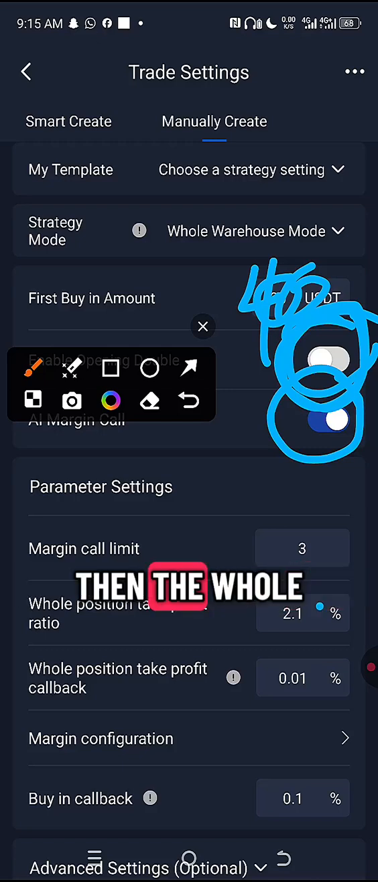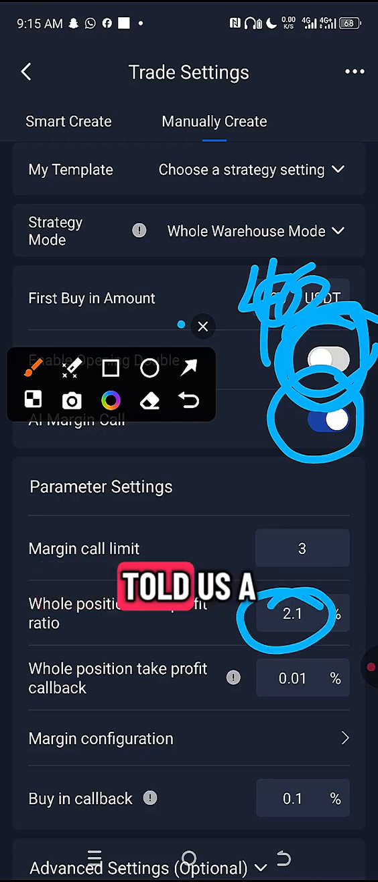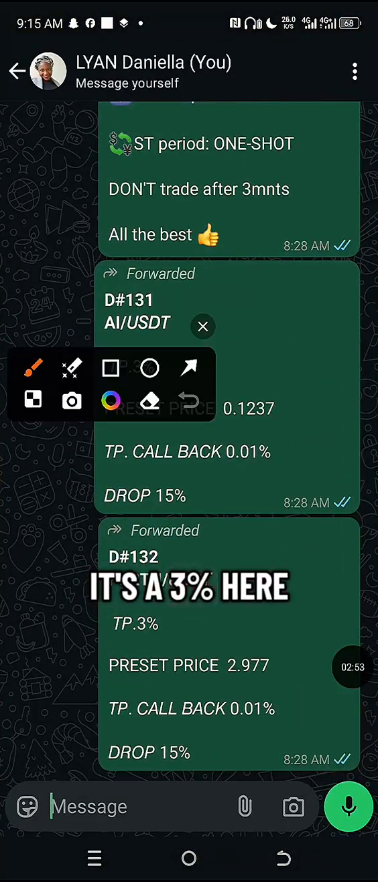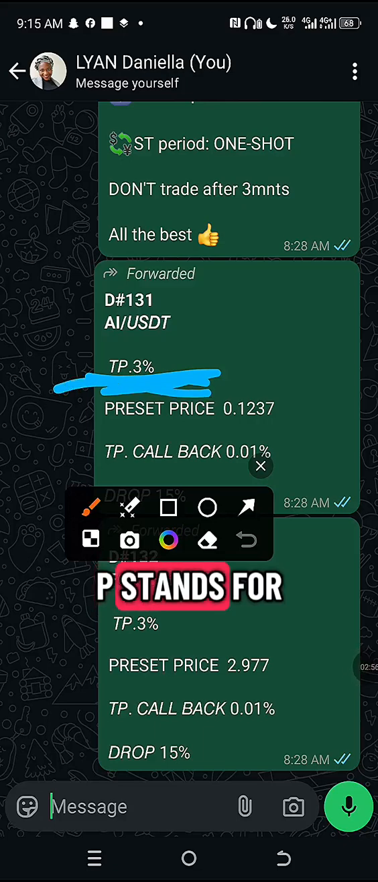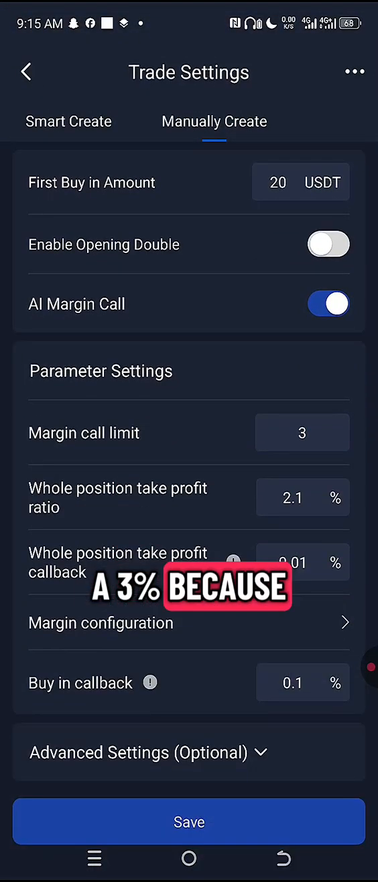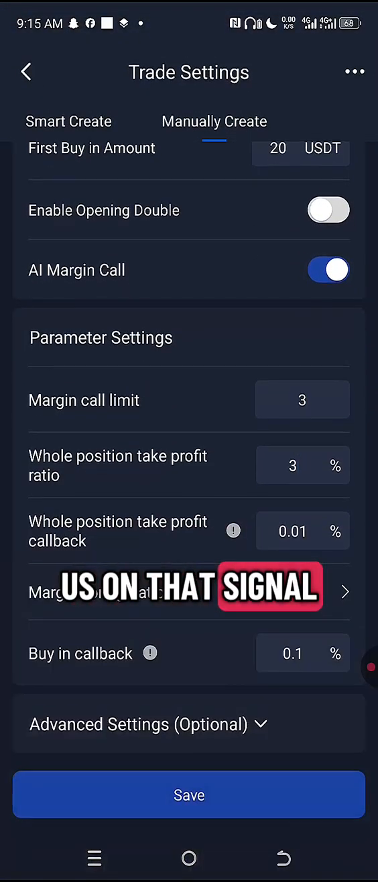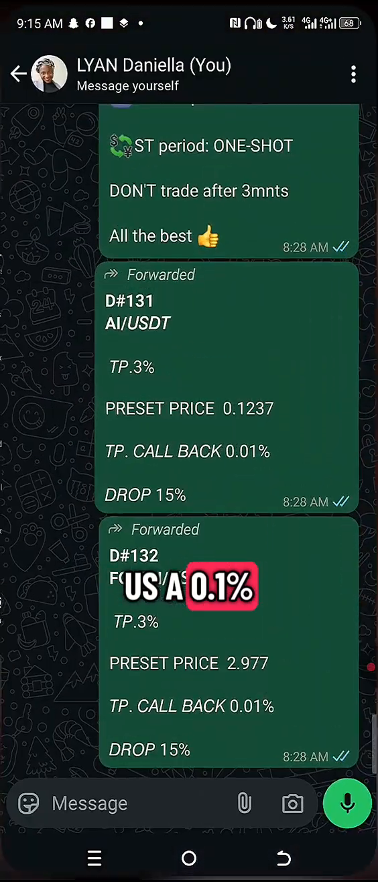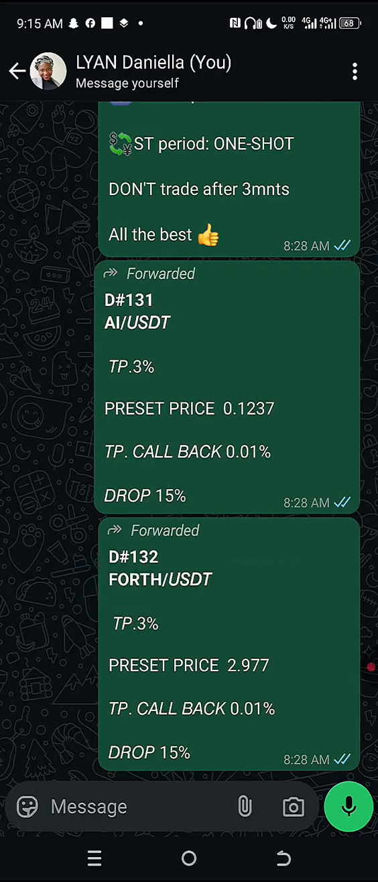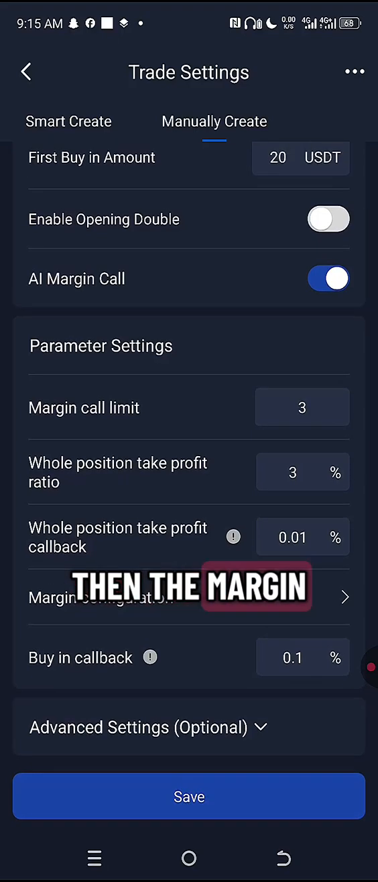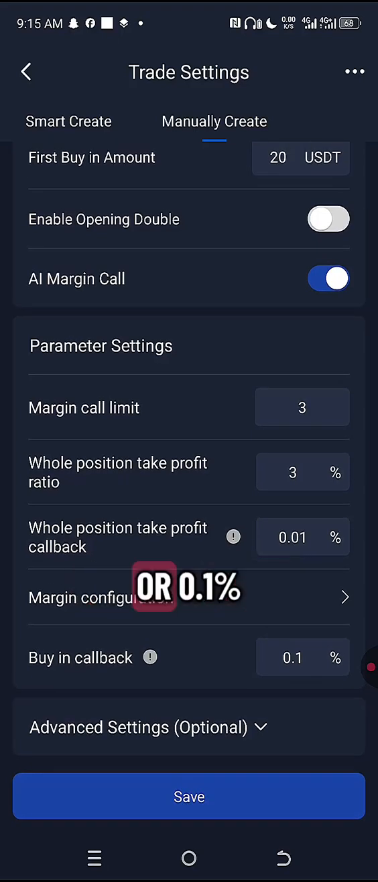So if you don't have up to that money, make sure this button is off because the robot will double your money. Then the whole position take profit, you remember they told us 3% here. TP stands for take profit, which is at 3%. So you go here where there is 2.1 and we put 3% because it's the take profit they gave us on the signal. Then the whole position take profit callback, they gave us 0.1%. You see it here, it is 0.01%. And then the margin callback, you can also make it 0.01% or 0.1%.